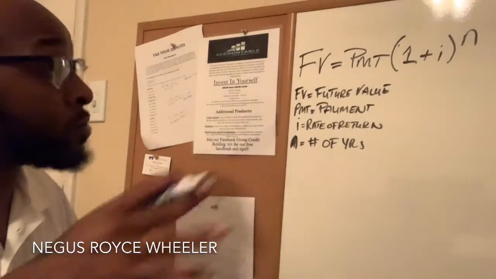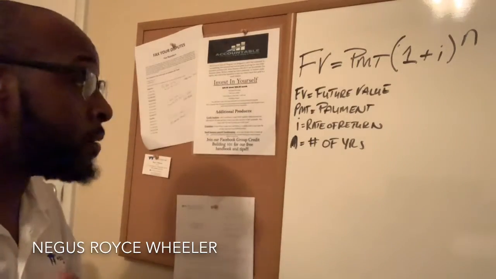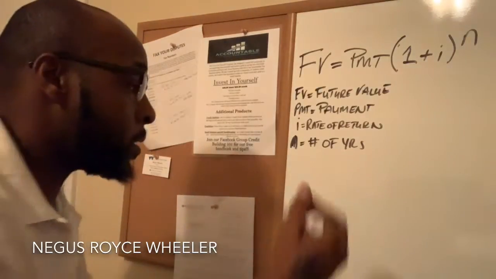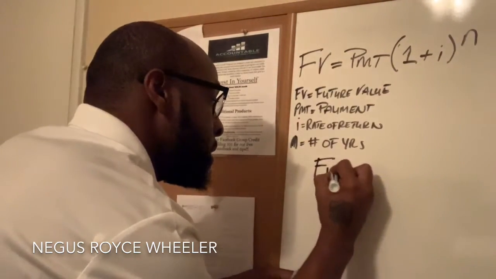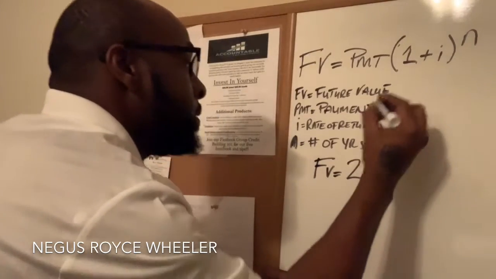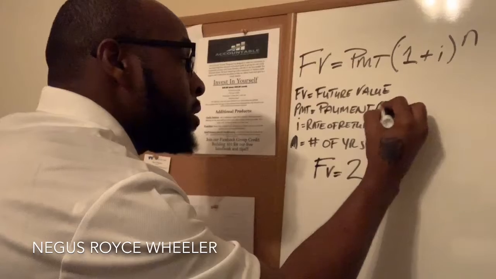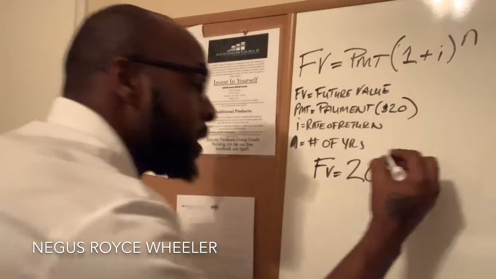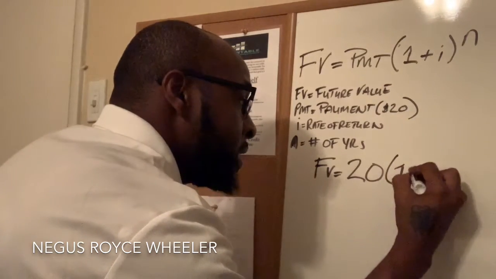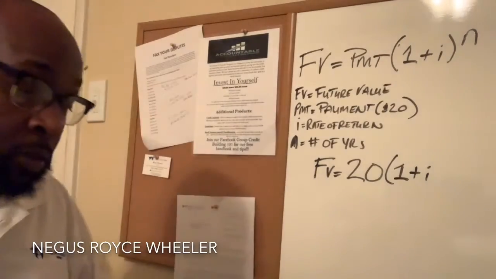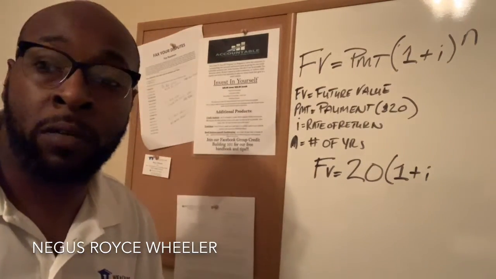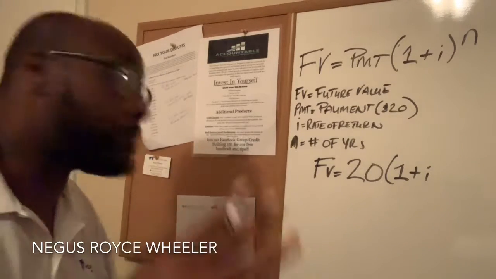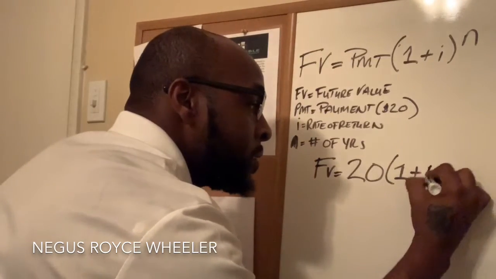So FV is going to stay the same. The payment is how much money we're going to invest. So let's say we're going to do 20 bucks. So we have PMT equals 20. 20 is the amount of money that we're investing. In parentheses, we have the number 1 plus I. I is the rate of return. Right now, the average rate of return just in the stock market is about 15%. But I'm just going to go ahead and put 10%. So we have I equals 10%.